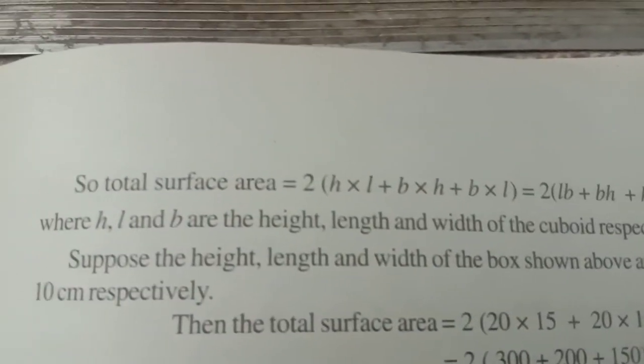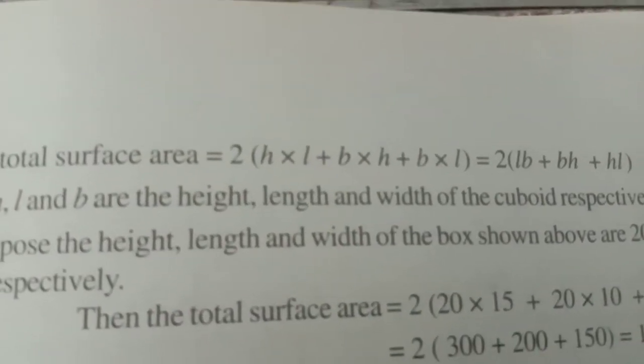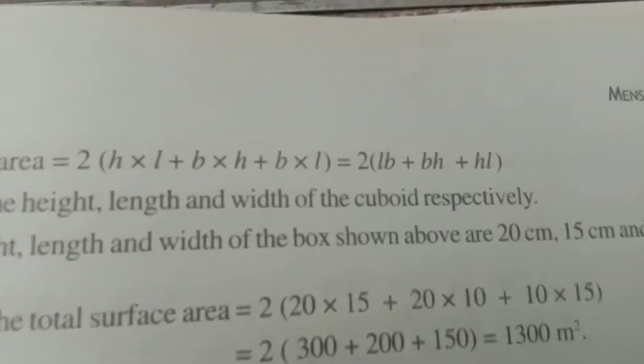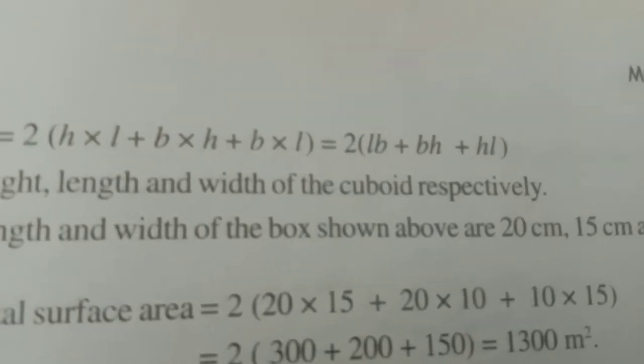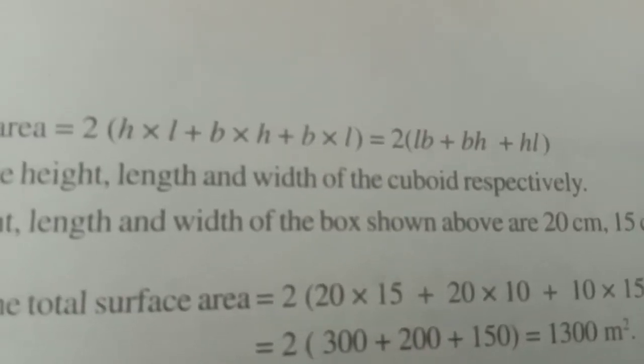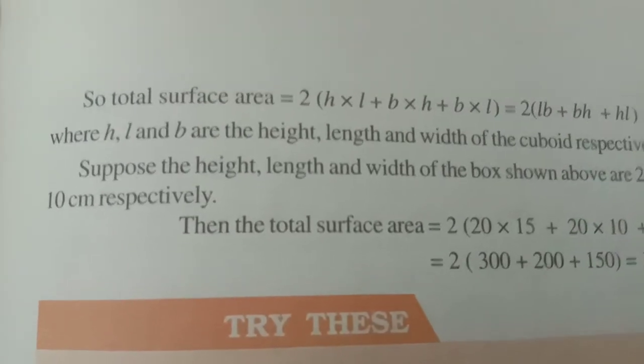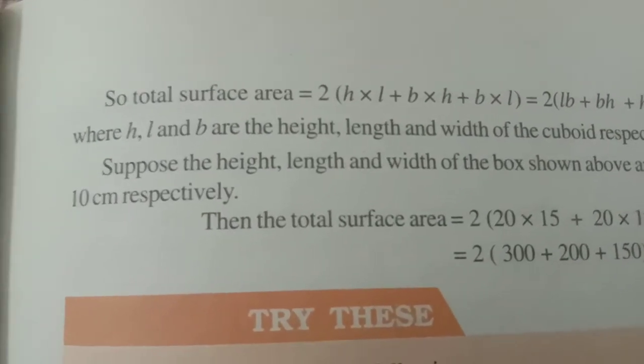And when we simplify this, if you observe, each product is repeated 2 times, that is 2LB plus 2BH plus 2HL. Taking 2 common, 2 into (LB plus BH plus HL) gives the total surface area of a cuboid.